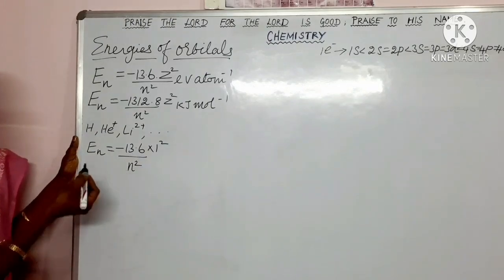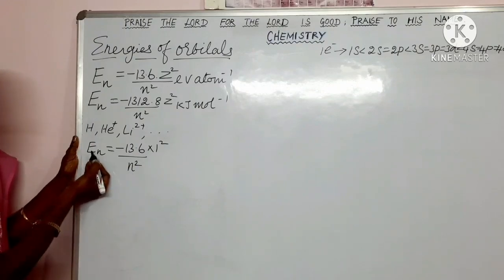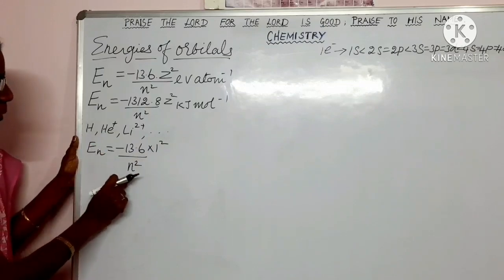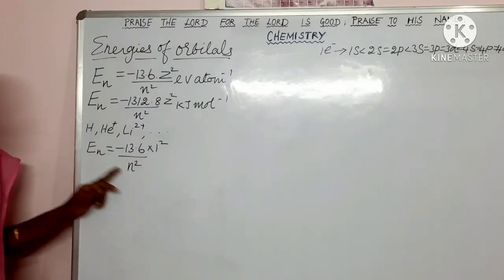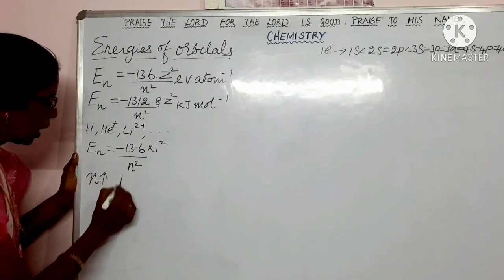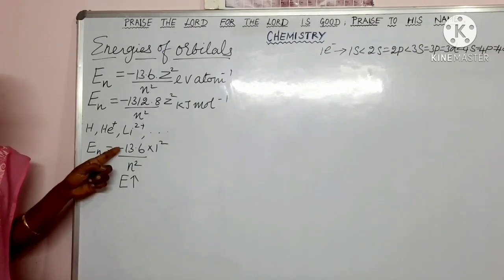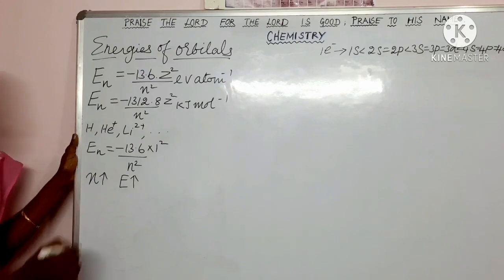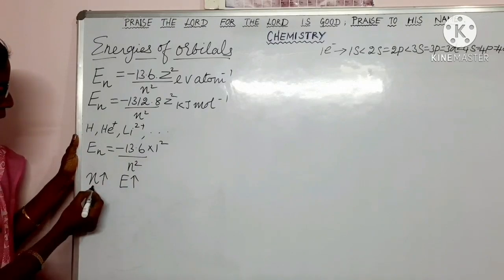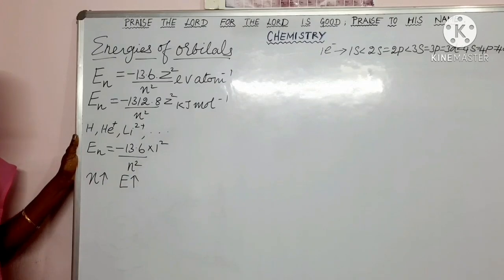Usually when you increase the denominator, the value will decrease, but it is not so in this case. When you increase the principal quantum number n, your energy also will increase, because your numerator carries a negative sign. Understood? Because you have a negative sign here, when you increase the value of n, energy also will increase.